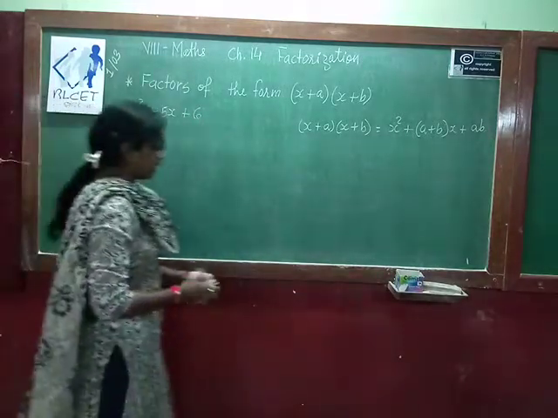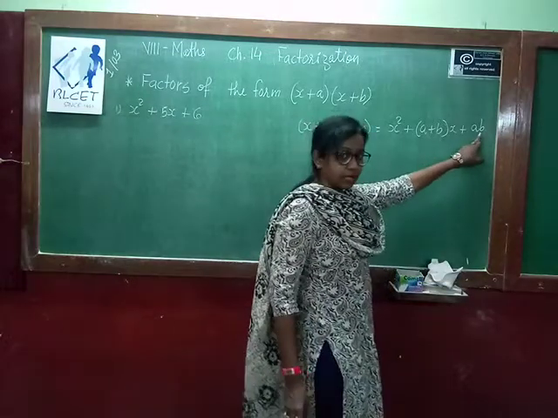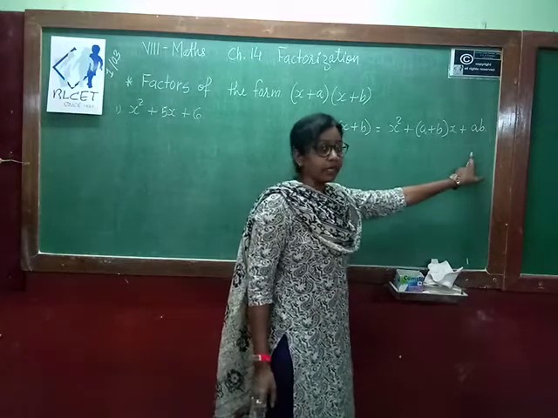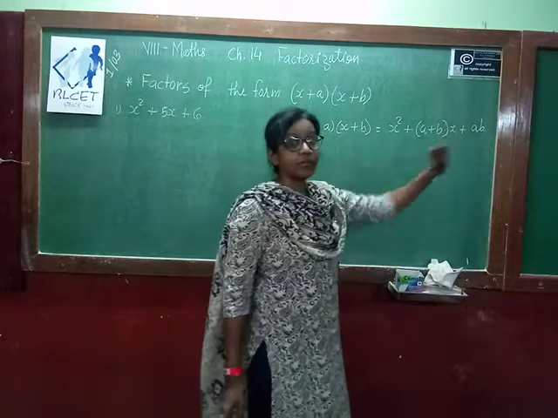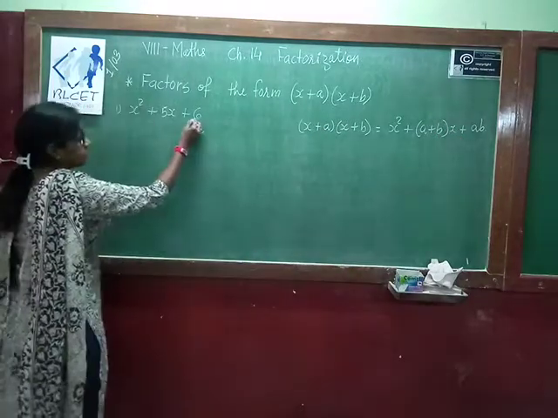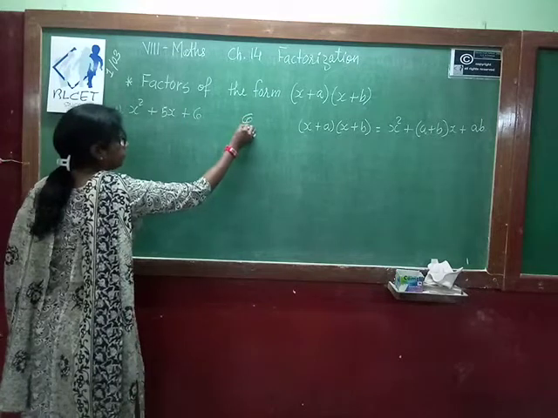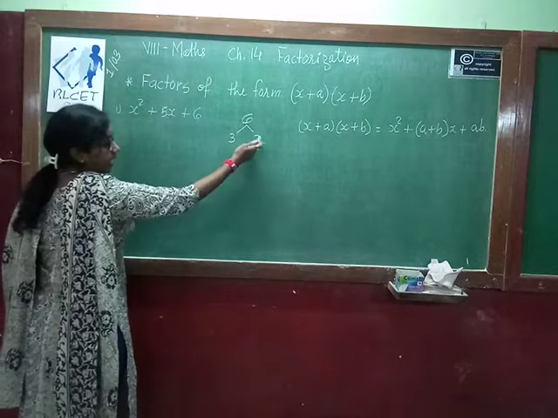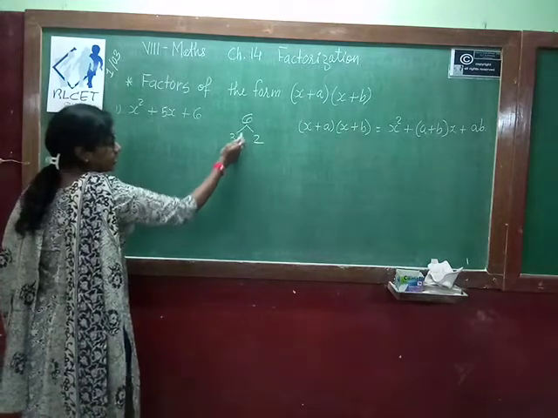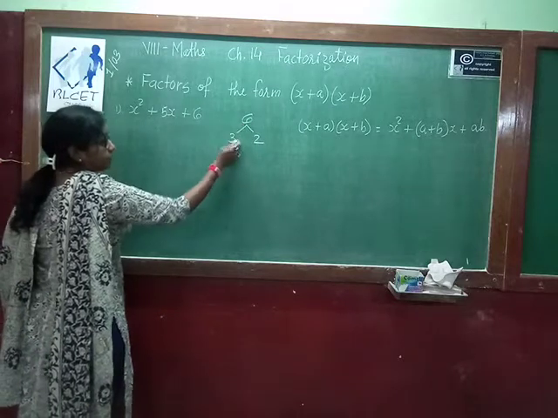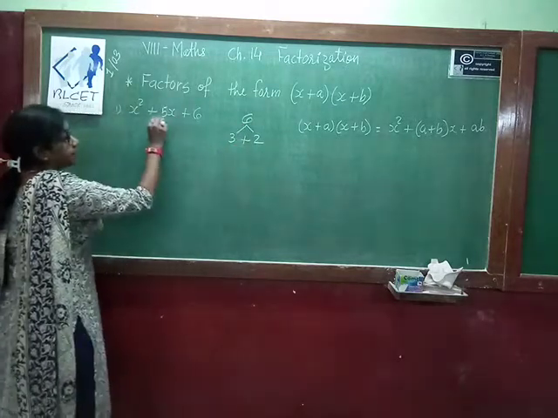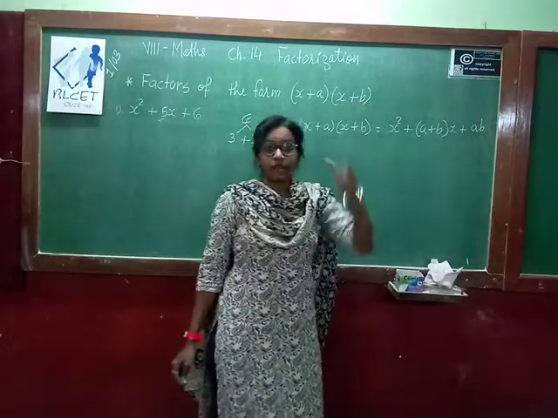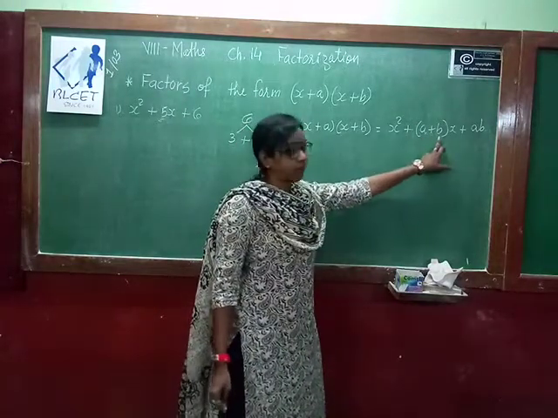So if you observe the identities, a into b is a product. Whatever product you are getting, you have to split that product in such a way that its addition will give you the middle term. Means 6 is your a into b. When you take the factors of 6, 3 twos are 6. So 3 is your a and 2 is your b. 3 twos are 6, that is a into b will give you 6 and 3 plus 2 will give you 5. Because the question itself suggests that whatever factors you are taking should be in the addition form.